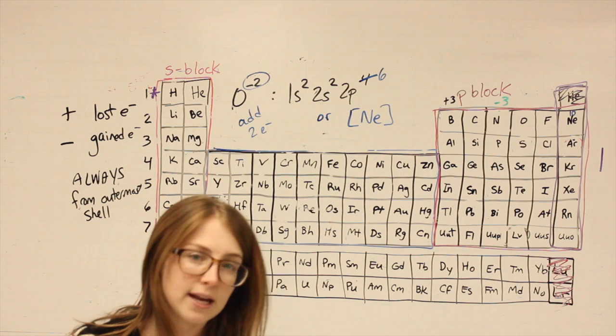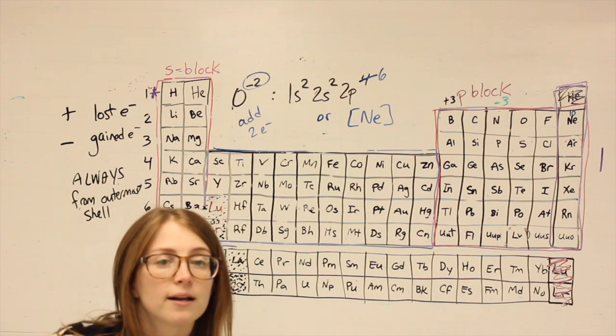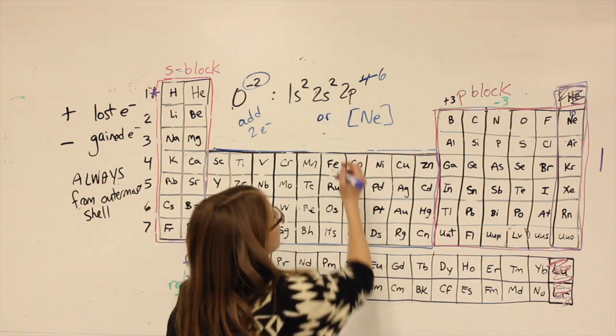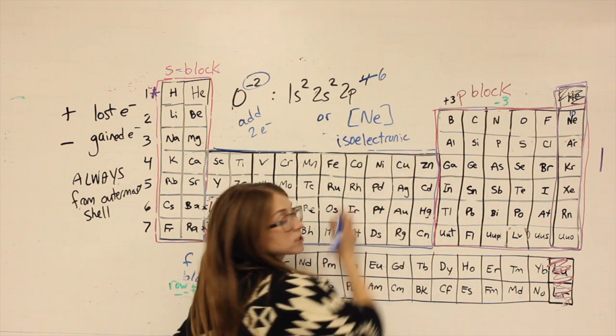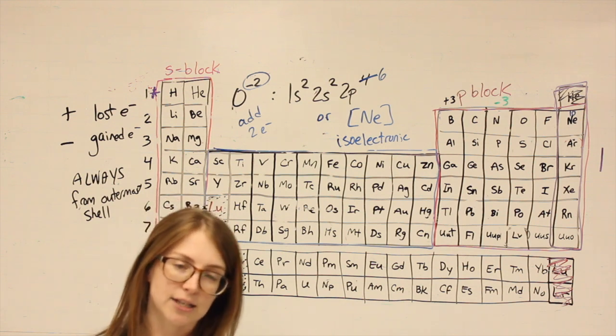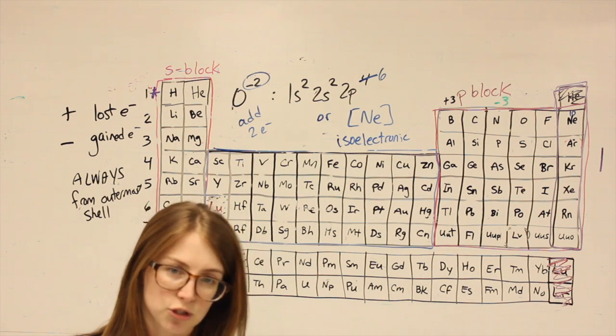The reason oxygen gains 2 electrons when it becomes an ion is to become what we call isoelectronic, or to have the same number of electrons as a noble gas, because noble gases are stable.